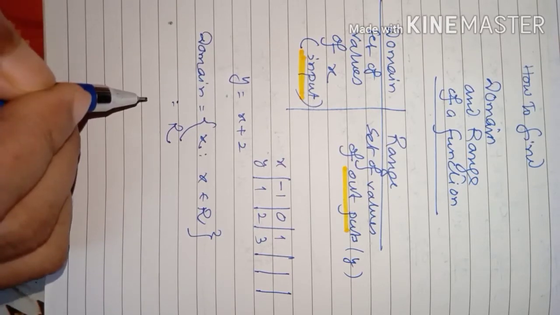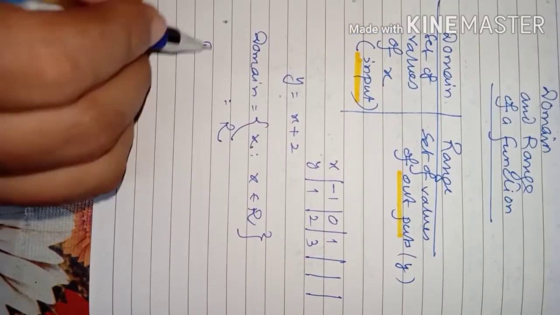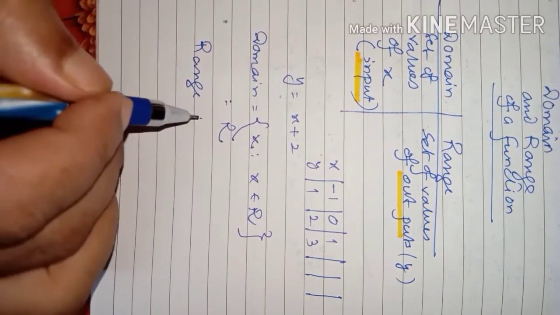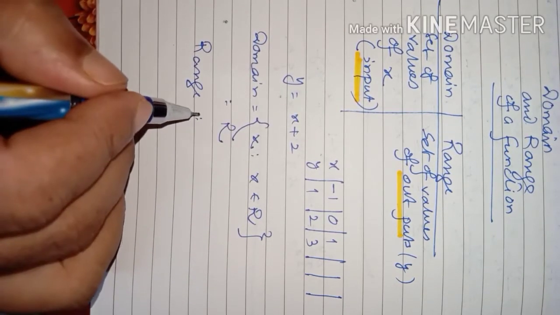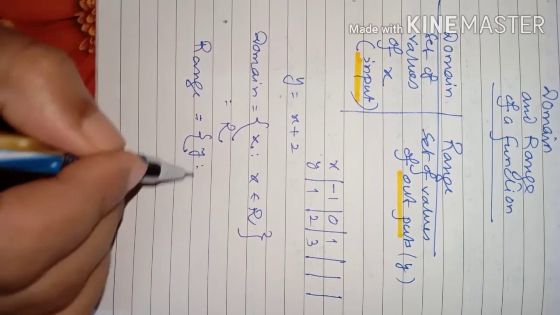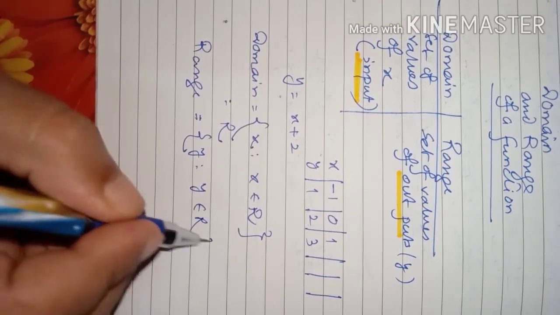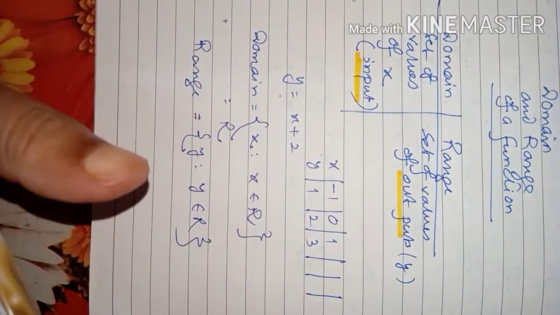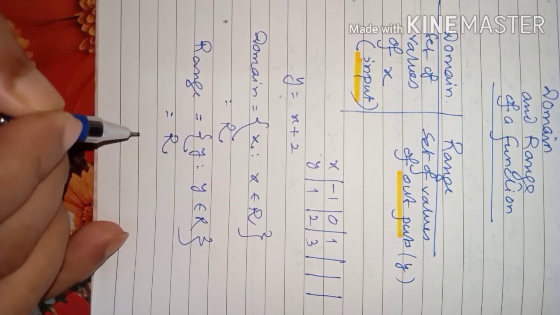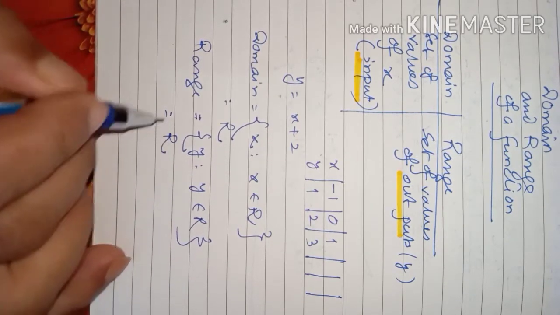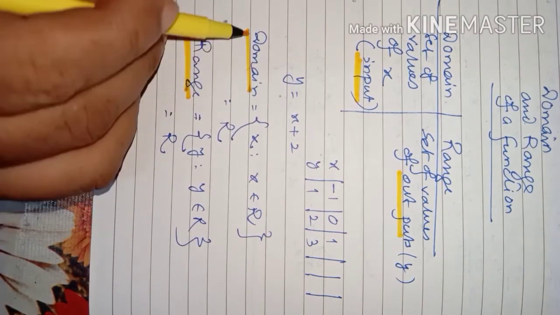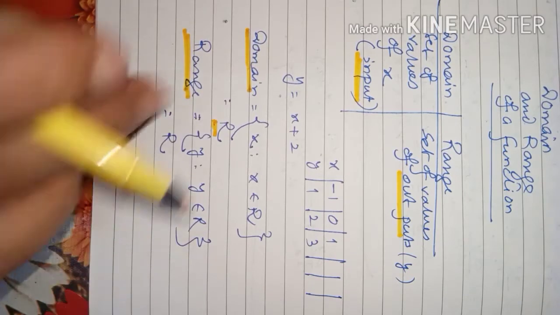Domain is real. And range means what values will you get here? That means the values of y. So you can say y such that y belongs to the real numbers, because any real number you can get. So the range is the set of real numbers. The set of outputs is the range, and the set of inputs is the domain.